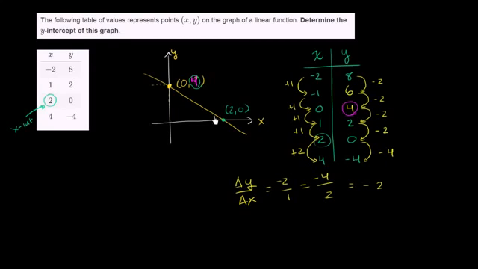We didn't really graph this to scale. It would actually look a little bit more like this if we were to try to graph it properly. So this right over here is 4. This right over here is 2. And our line will look something like that.